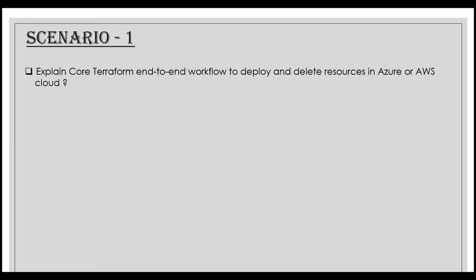Okay, the first question is: explain the core Terraform end-to-end workflow to deploy and delete resources in the cloud. Don't focus on Azure or AWS. It could be the same for other cloud providers as well, like GCP. The workflow will not change. It seems a very easy question, but if you go for a DevOps interview and they're asking Terraform related questions, this is the first question, and 80 to 90% they will definitely ask it. So how do we tackle such a question? What exactly is the flow, and how do we talk about the flow in front of the interviewers? Let's see that.